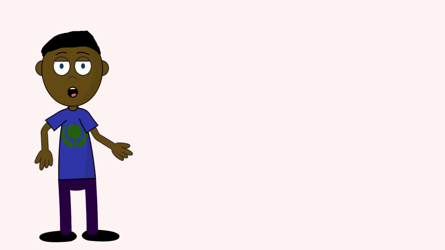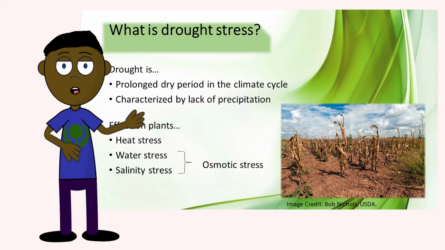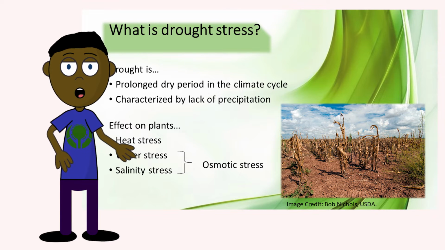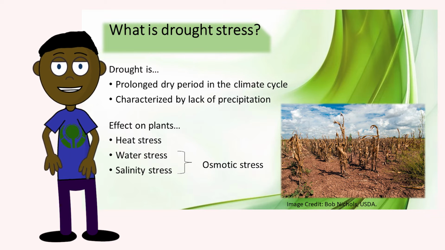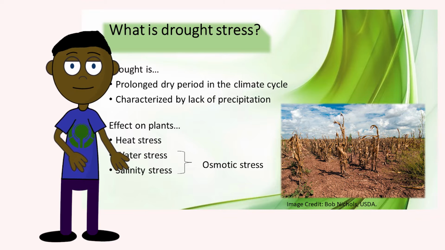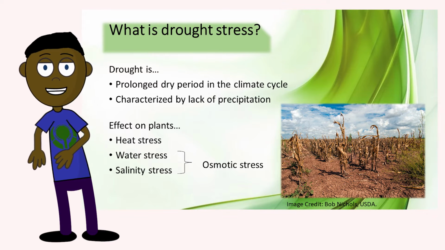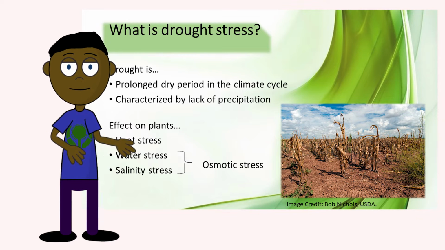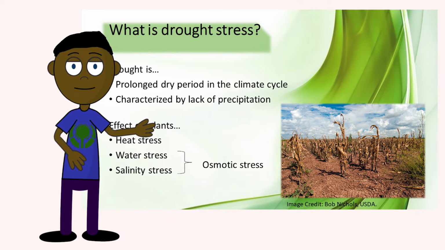First, let's look at what drought itself is. According to the World Health Organization, drought is a long dry period during which there is very little rainfall. This causes multiple problems for plants. The increased heat, reduced water availability, and increased salt content in the soil are some of the main issues that plants have to deal with during droughts.